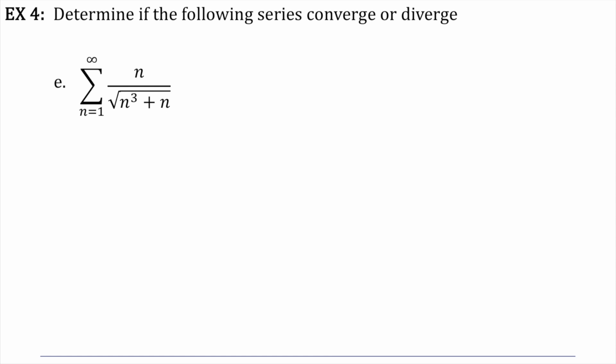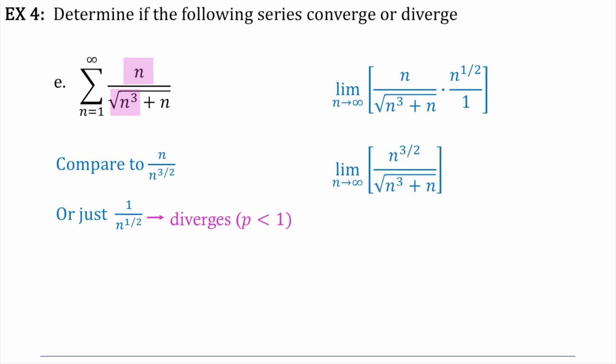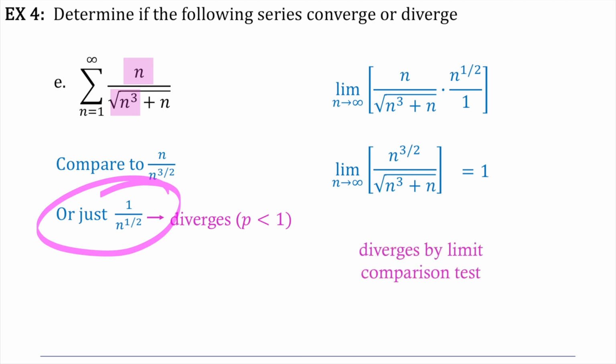How did you do? I'm comparing this to n over n to the 3/2, or just 1 over n to the 1/2. That diverges. It's a p-series with a p less than 1, so I can flip and multiply. I can clean it up a little bit so I can see what's going on, and I have a limit of 1. That's a number. Since my comparison diverged, my original also diverges by the limit comparison test.